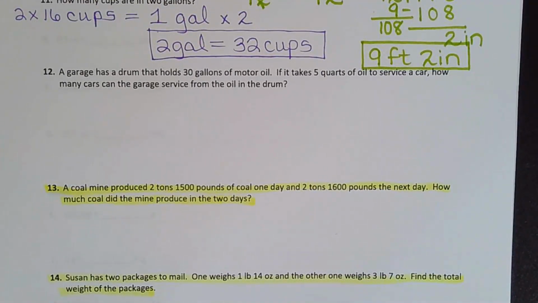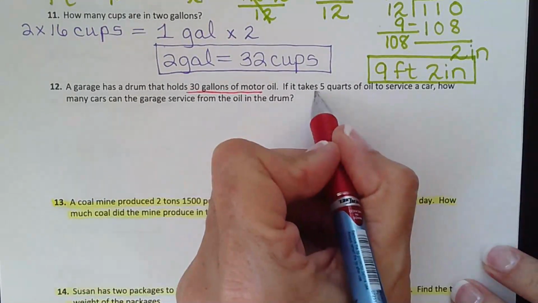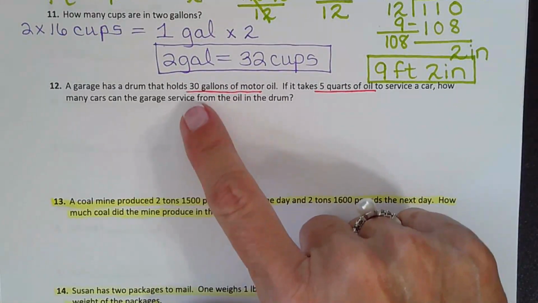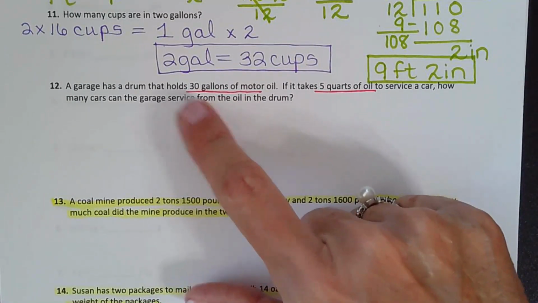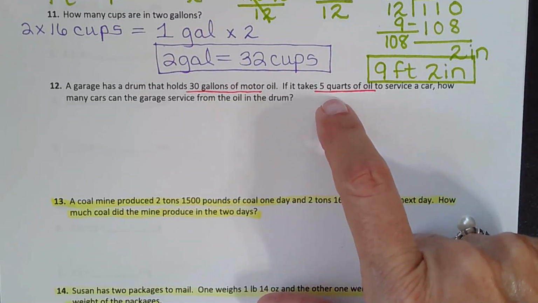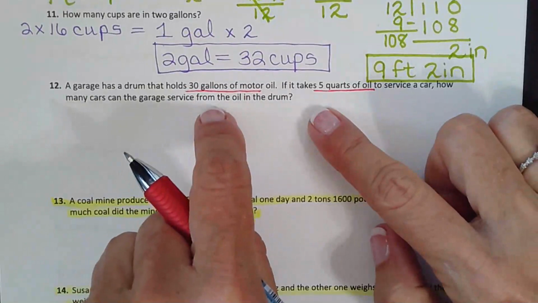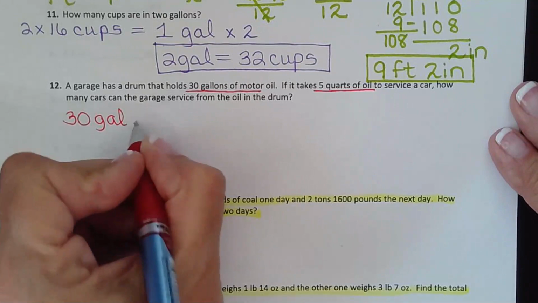So a garage has a drum that holds 30 gallons of motor oil. It takes 5 quarts to service a car. So we want to know how many cars this can service. Well, we won't know unless we turn it into quarts. Then we can divide 5 into it to see how many cars can be serviced. But when they're different units, you can't do it. So let's change 30 gallons to quarts.